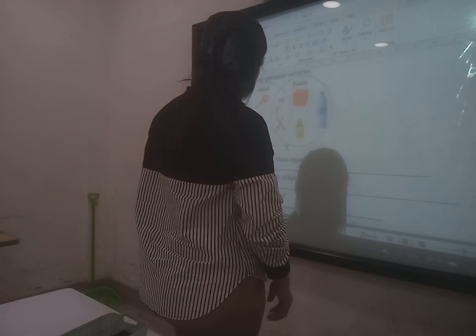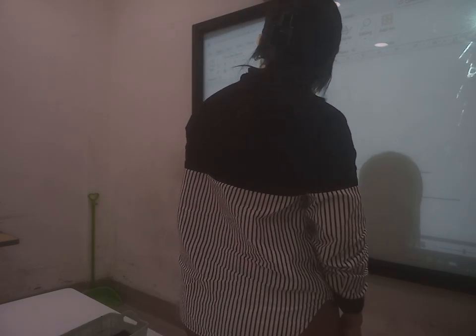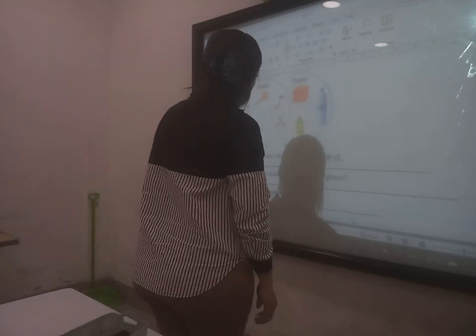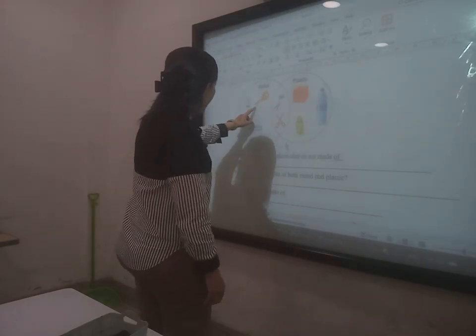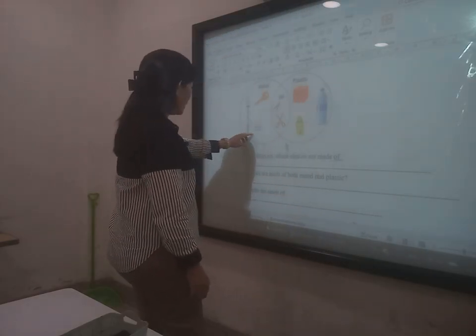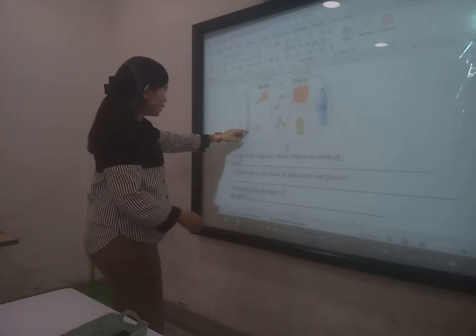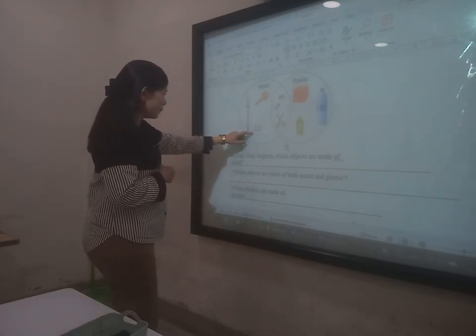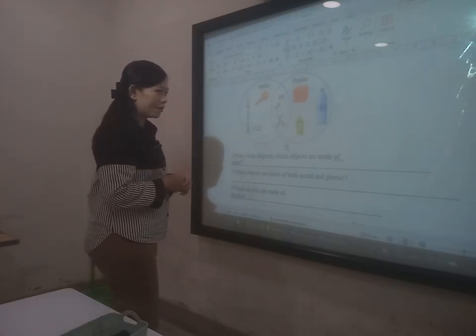From the Venn diagram, which objects are made of metal? The objects made of metal are key, fork, and paper clip.